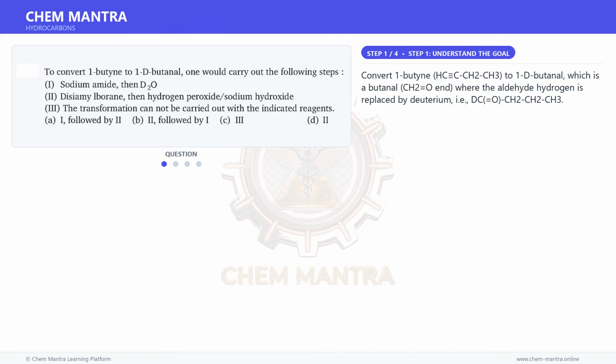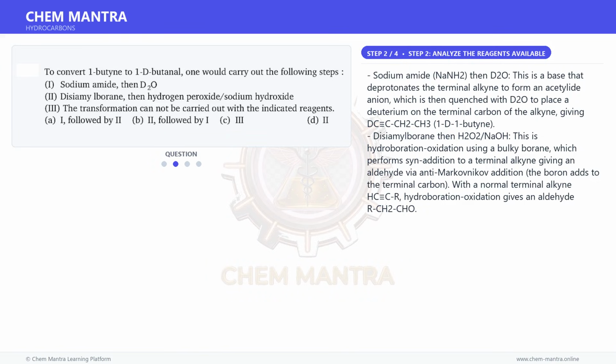Convert 1-butyne, HC≡C-CH2CH3, to 1-D-butanal, which is butanal, CH3CH2CH2CHO, where the aldehyde hydrogen is replaced by deuterium, i.e. DC=O, CH2, CH2, CH3.